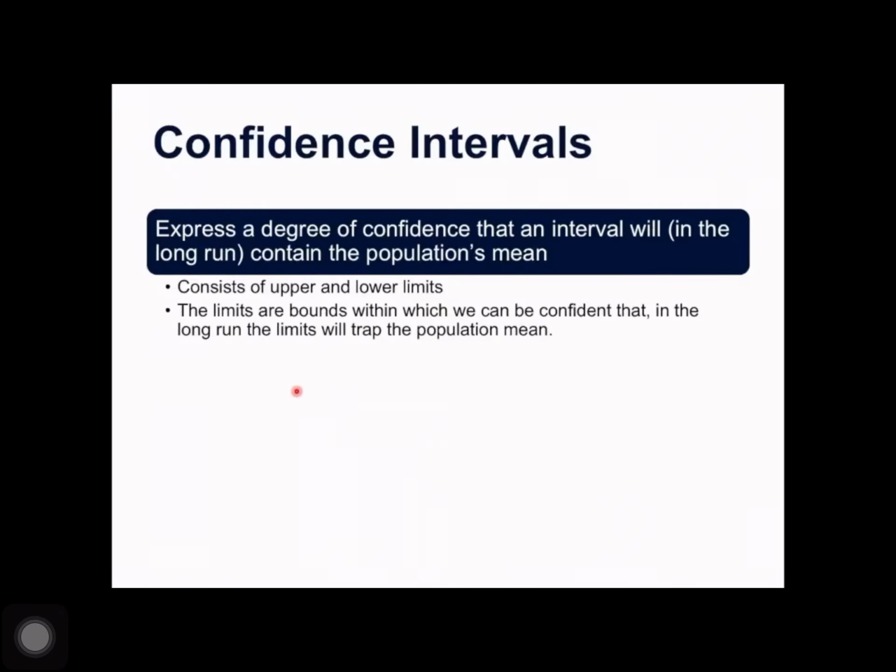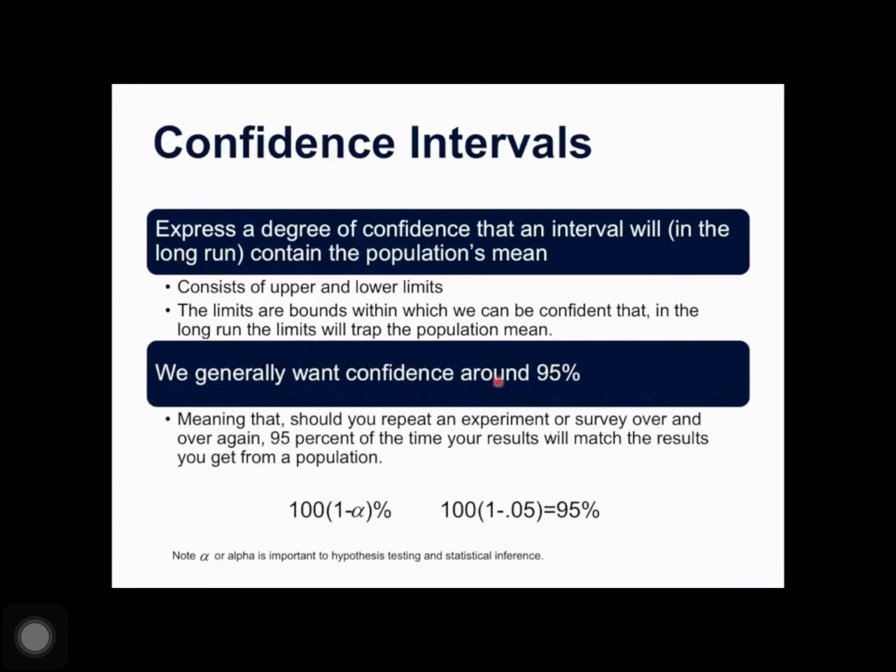So confidence intervals express the degree of confidence that we have that we can interpret the population's, say, mean or standard deviation from our sample. It has upper and lower limits. We generally want confidence around 95%, and that means that if we continue to sample the way that we are, about 95% of all the samples we would draw would fall within these bounds. So if we keep repeating an experiment over and over, 95% of the time we'll keep getting those results.